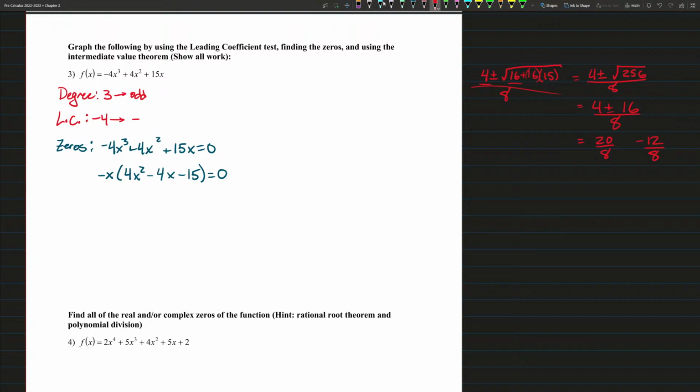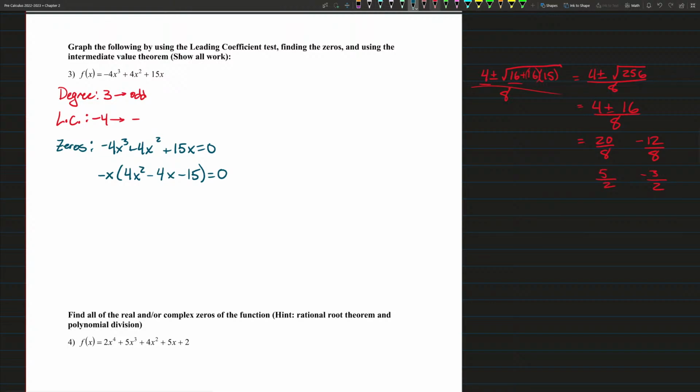So just to make this easier, this is 10 fourths, which is 5 halves. I hope I did that right. Yeah. And then this is negative 6 fourths, so negative 3 halves. All right. So those are our zeros. You can do that in a whole bunch of different ways. So that's the zeros for the inside.